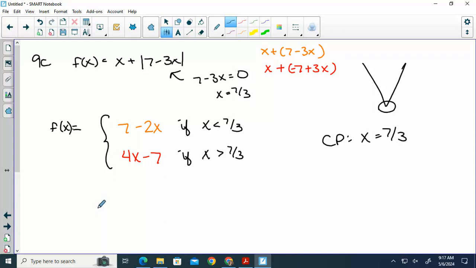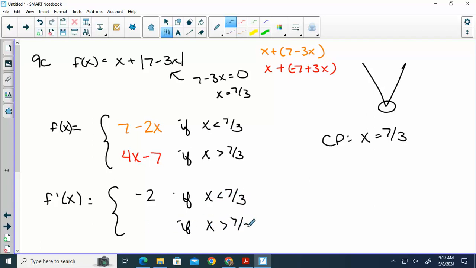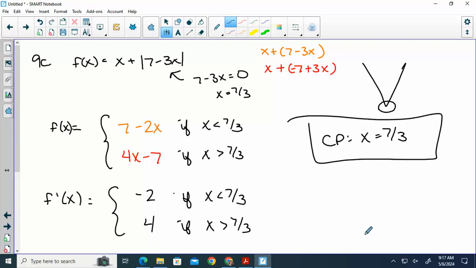All right. So our derivative, we do the derivative of each piece. What's the derivative of 7 minus 2x? Negative 2. What's the derivative of 4x minus 7? 4. Critical points are anywhere the derivative is 0 or undefined. We have the undefined, now we look for the 0. Does negative 2 ever equal 0? No. Does 4 ever equal 0? No, so if the derivative can't be 0, this is my only critical point. Our interval was 1 to 5, so make sure we're on the interval, and we are.